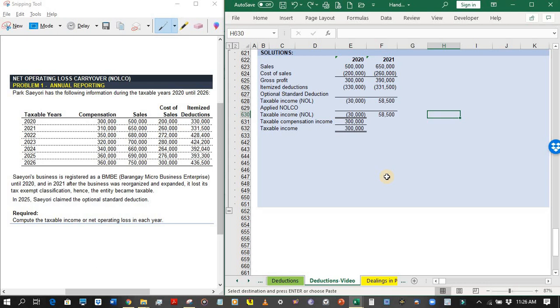So in 2021, we also have earned a compensation income of 310,000 pesos. So our taxable income in 2021 is 368,500 pesos. So starting 2021, the taxpayer is now no longer tax exempt because starting 2021, the tax-exempt classification of the taxpayer's business under the BMPE has now expired. So, if there will be a net operating loss that will be incurred starting 2021, it is now allowed to be deducted from gross income for 3 years.